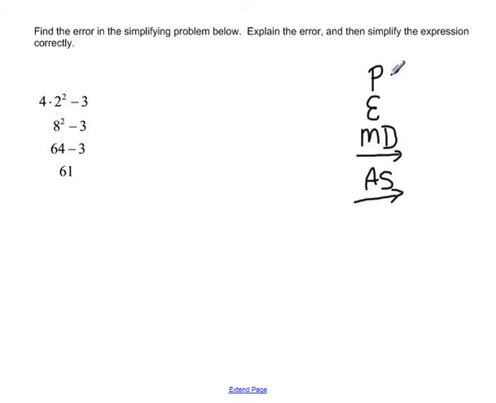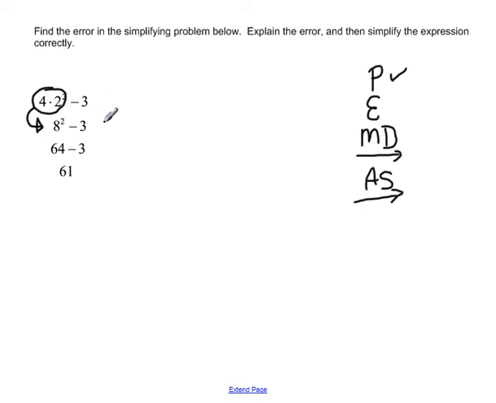Were there any parentheses? No, so that was fine. Were there any exponents? Yes. Did they do the exponent first? No. They did multiplying before they did the exponent. So that's where the problem is. It's right here. This step is incorrect right there.